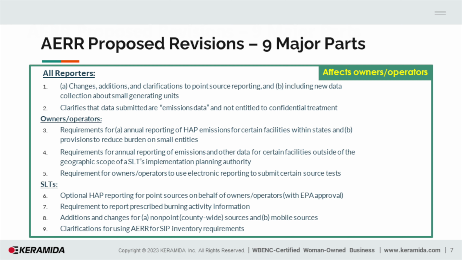So there's 9 major parts to the changes that are being made to the rule. All of these are going to affect owners and operators, but for all reporters, it's going to make changes and additions and clarifications to point source reporting. It's going to include new data about small generating units. Also, it's going to clarify that the data submitted are emissions data and not entitled to confidential treatment.